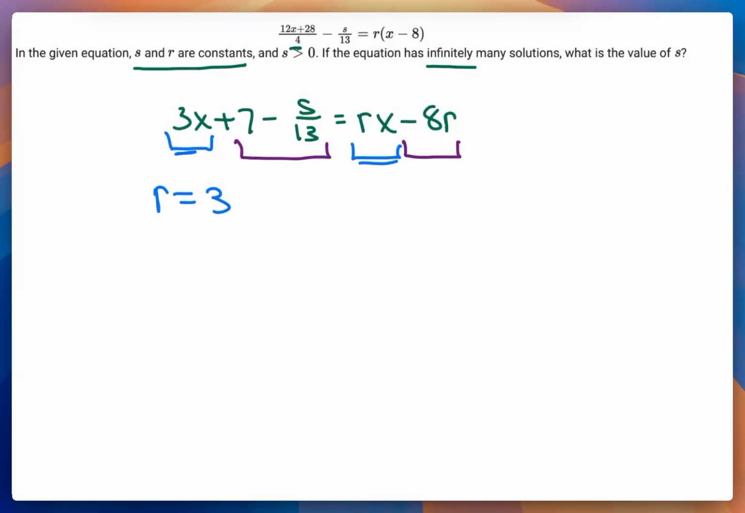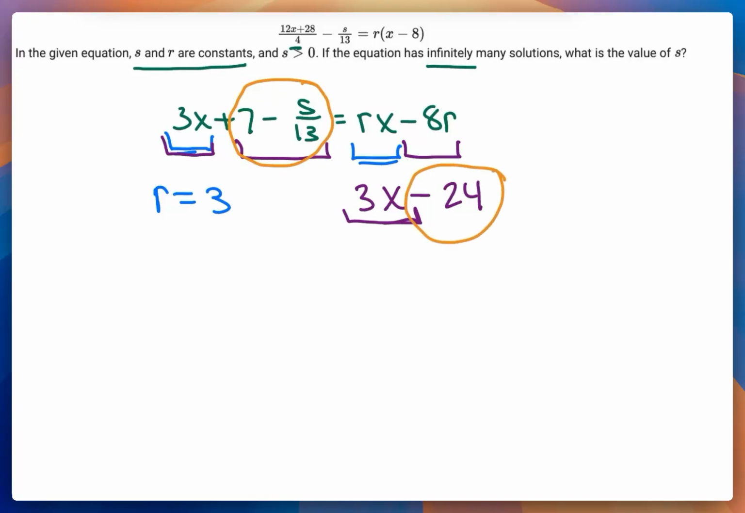And then if we go ahead and fill in the other side with r equals 3, because we know this is going to be a 3x minus 24. So this 3x just corresponds to the 3x over here. But now let me choose a different color, because this is all part of the constant. And now we know the constant is going to be negative 24. So we can just do 7 minus s over 13 equals negative 24.